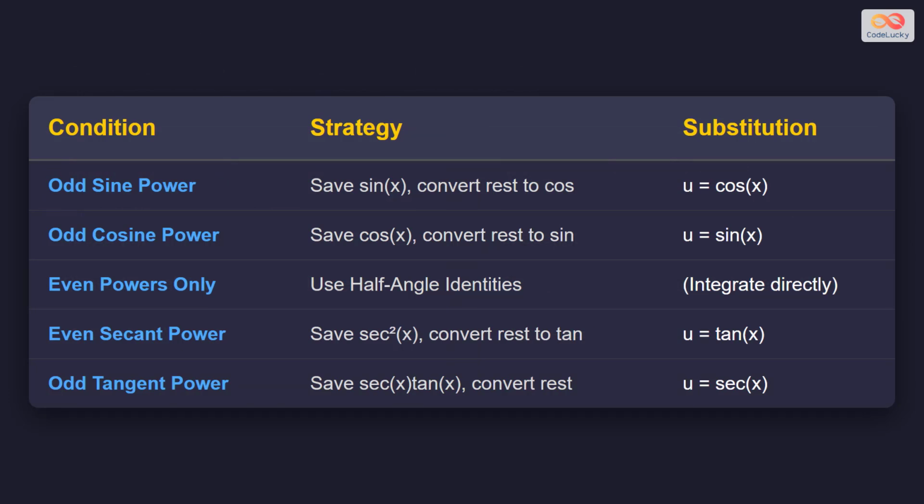Here is a summary table to help you remember. For sines and cosines, if odd, save a factor and substitute. If even, use half-angle identities. For tangents and secants, look for even secant powers or odd tangent powers. Pause the video here if you want to copy this down.